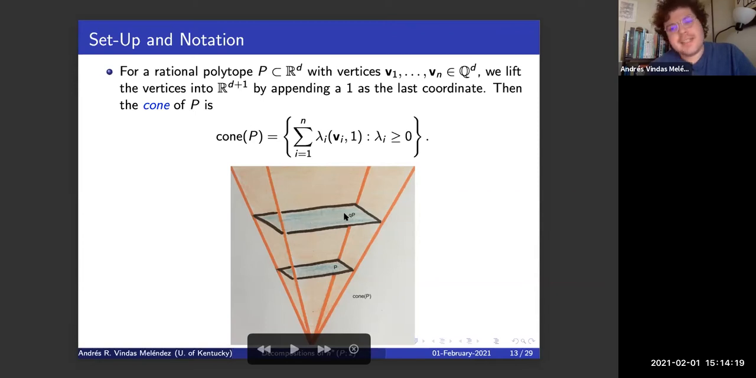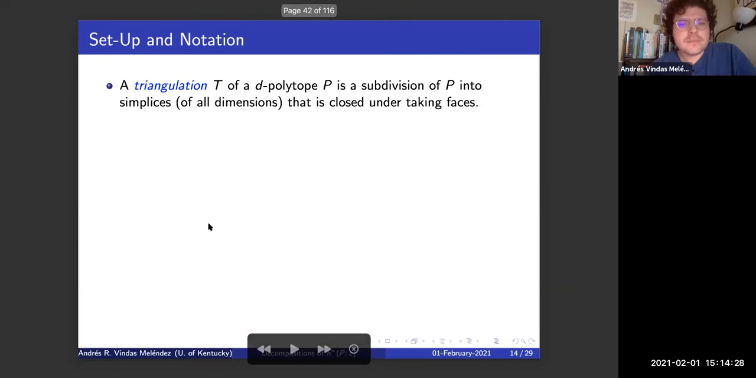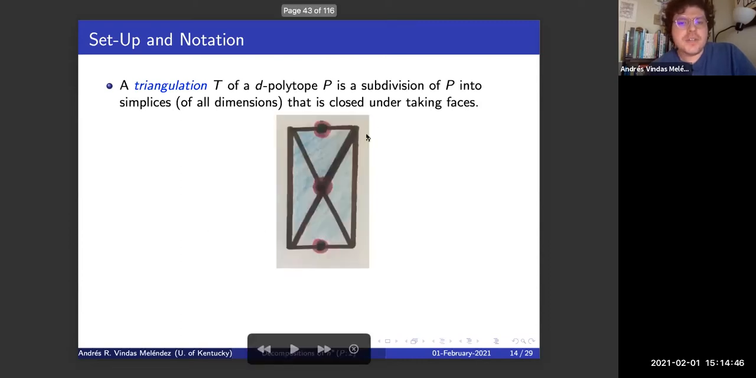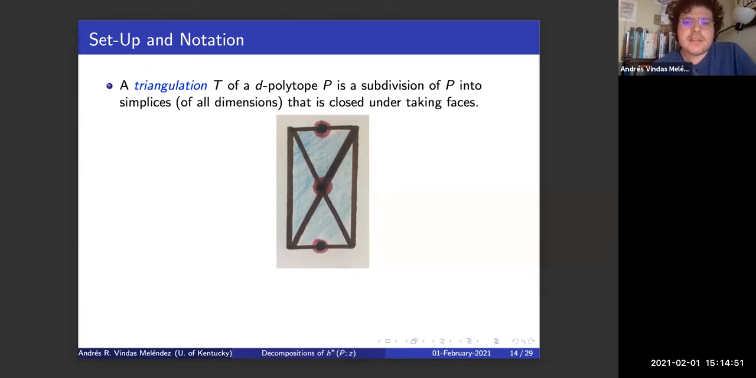And one thing to note is that if I dilate by my denominator, I will always end up with a lattice polytope. Okay. And so for triangulation, I'm also going to care about triangulating these polytopes. A triangulation of a D polytope is a subdivision of our polytope P into simplices of all dimensions. So I'm keeping track of the simplices in all dimensions that is closed under taking faces.